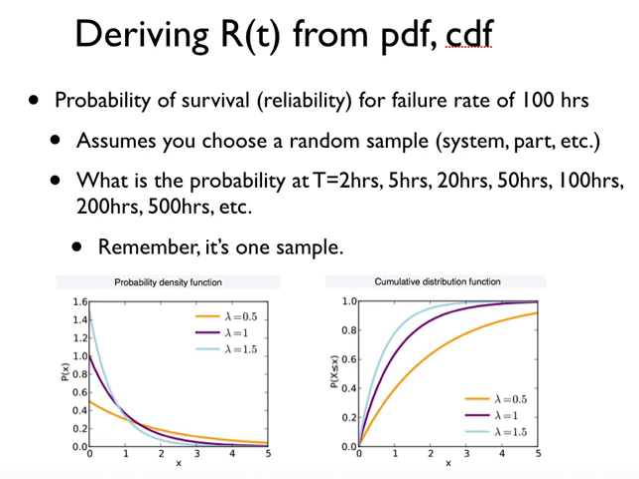So the probability that I make it all the way out to 200 hours, that value is going to be very low, right? On the PDF line, that value is going to be very low. The probability that I make it to 2 hours or 5 hours, that probability is going to be really high, okay? And then again, the CDF is taking that PDF and integrating between 0 and another point. It's constantly integrating that. So that's why you see the value kind of shoot up. And again, the CDF is not the reliability. The reliability is 1 minus that.